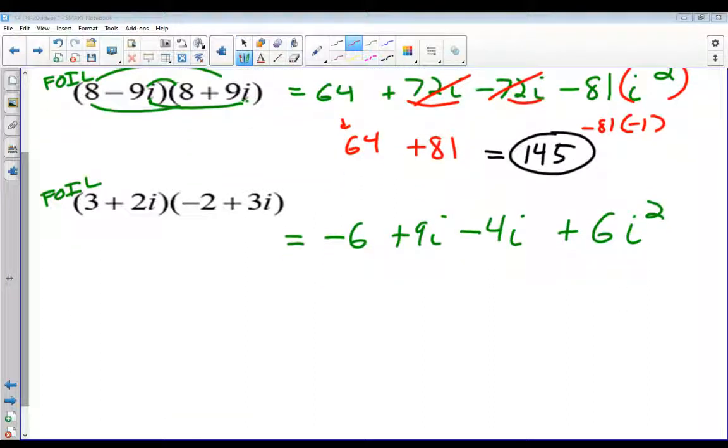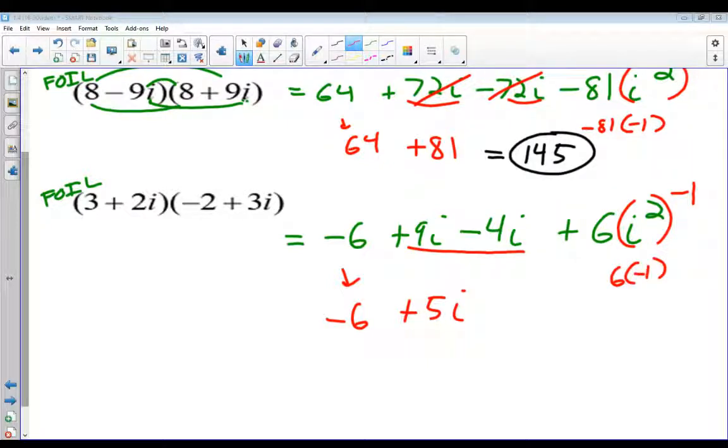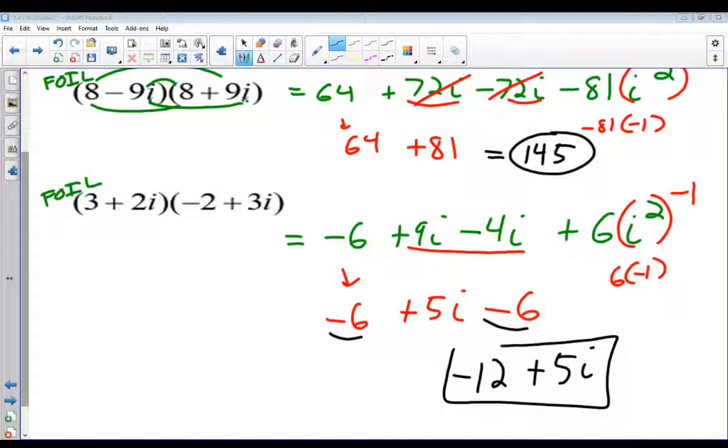Okay, FOILing is done. Now let's combine like terms. So far, nothing combines with a -6. Add the 9i and the -4i to give you +5i. The 6i squared, remember the i squared becomes -1. So this is actually 6 times -1, which becomes -6. Now we can combine our terms a little bit further. -6 and -6 give you -12. And then add the 5i. And that's your final answer. Just like that. Easy peasy stuff.